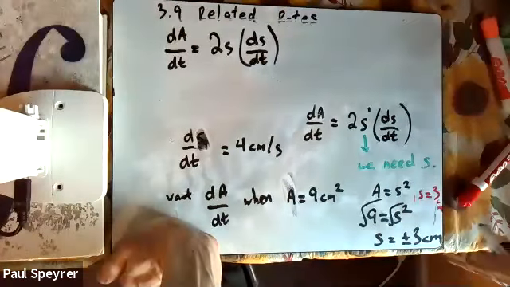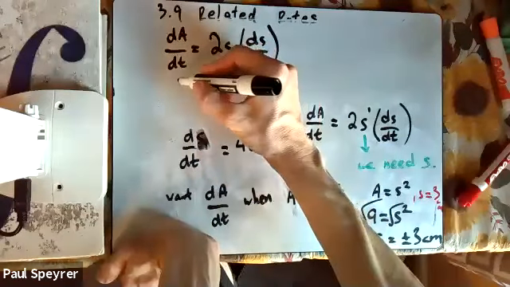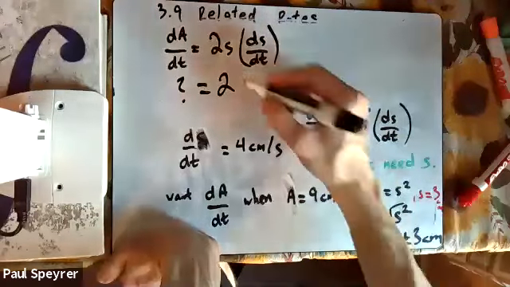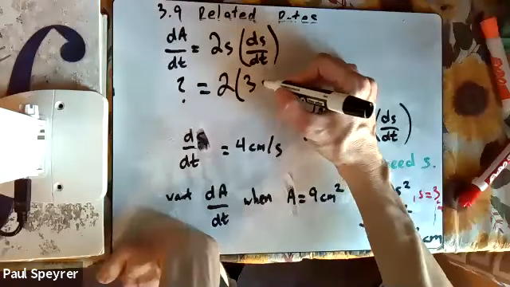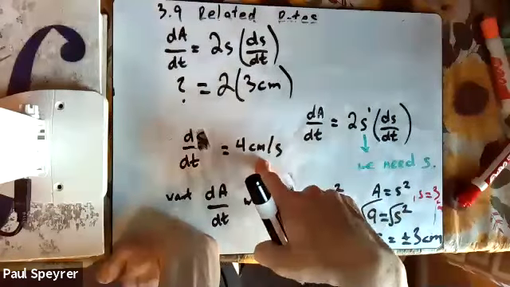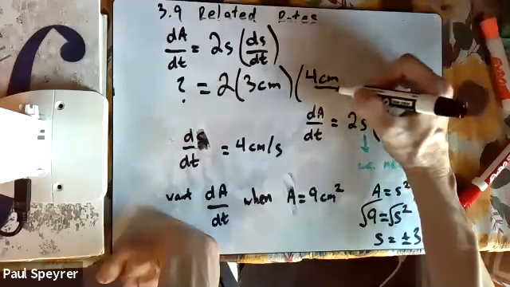Let's throw in what we know, right? Again, this is the question mark. We want dA/dt. This is the question mark. So question mark equals 2. What's S in this case? We have 3 centimeters. ds/dt, what is ds/dt? They gave it to us in the problem. It's 4 centimeters per second.